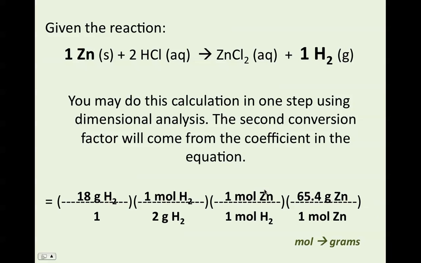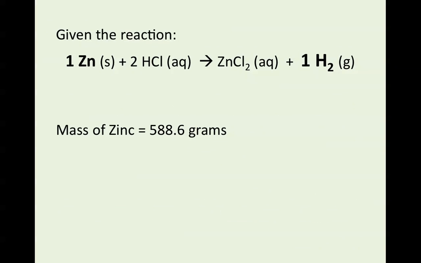One of the big parts of this that's new is being able to use the mole ratio in one of the equalities. We can cancel out the repeating units in the numerator and denominator, so I'm left then with my answer of 588.6 grams of zinc.